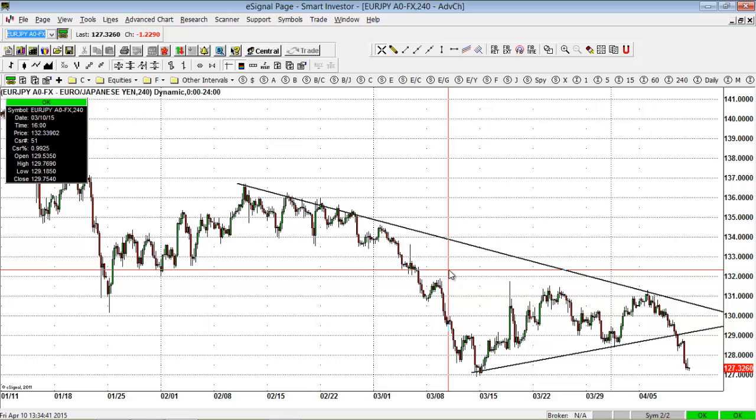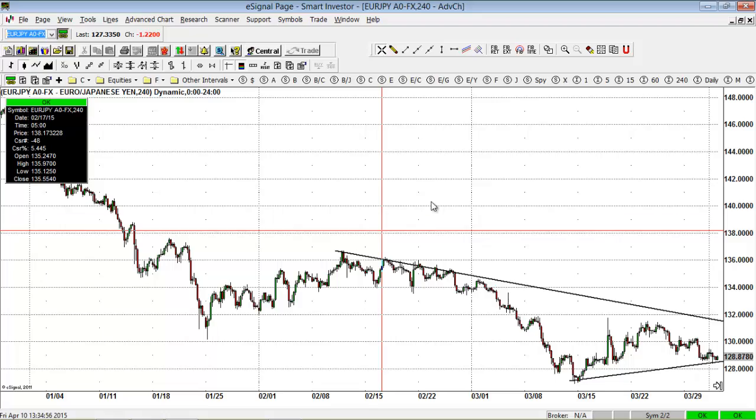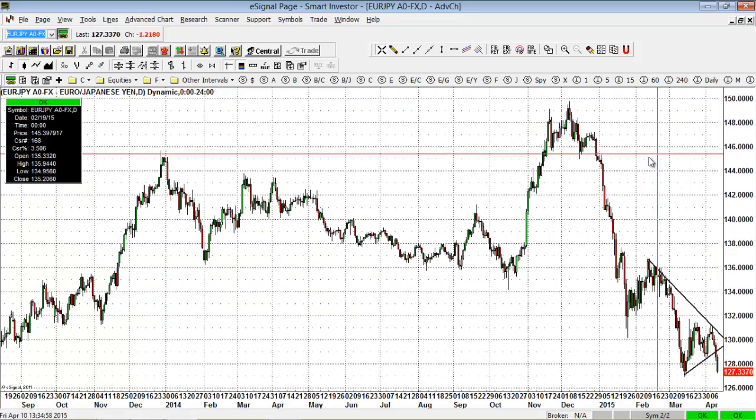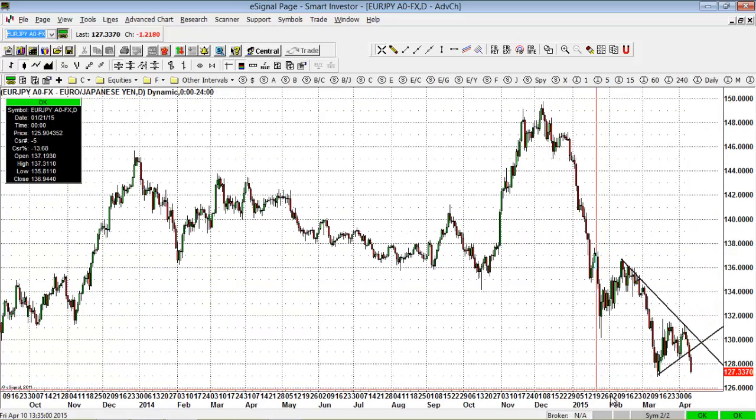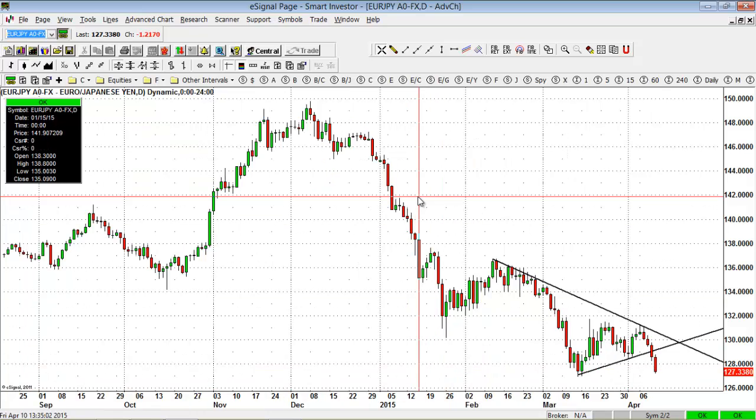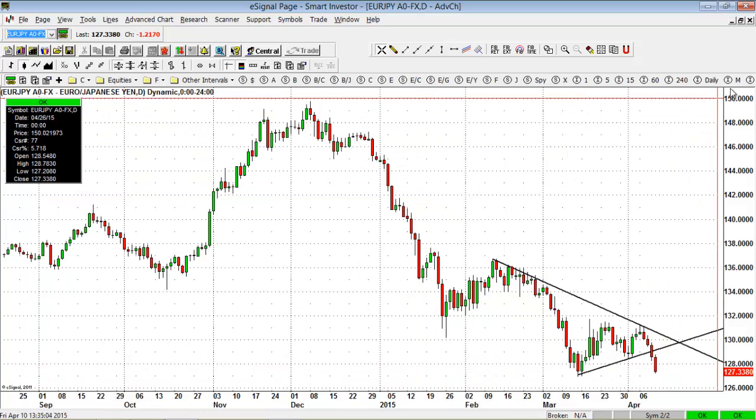And that's why it's very important to keep an eye out on these triangles, on these consolidation patterns, because they can allow you to see profitable trade setups.